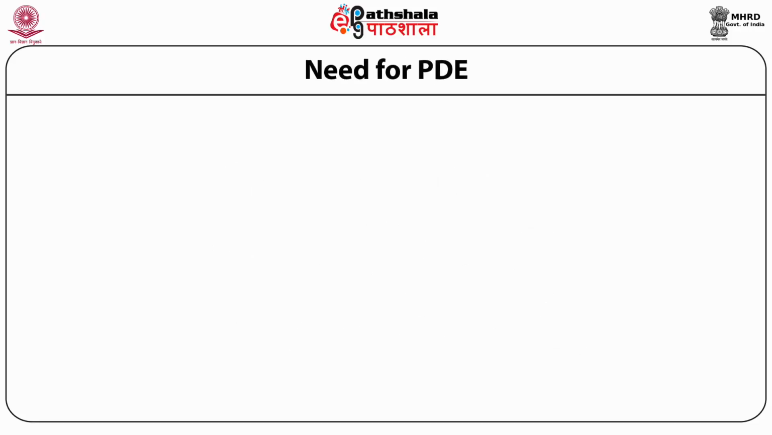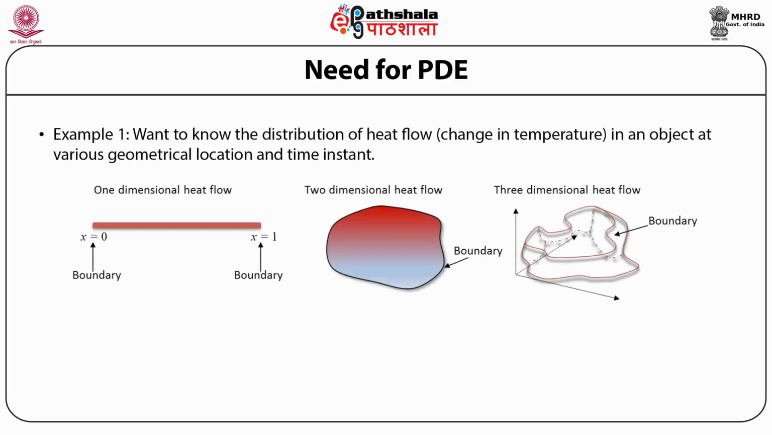We are going to see what is the need for partial differential equations. Example 1: we want to understand the heat distribution in a body which has different sizes. Let us see the first size: you want to have a very thin wire, so the thickness is very small compared to the length. We want to see the heat conduction in this wire.